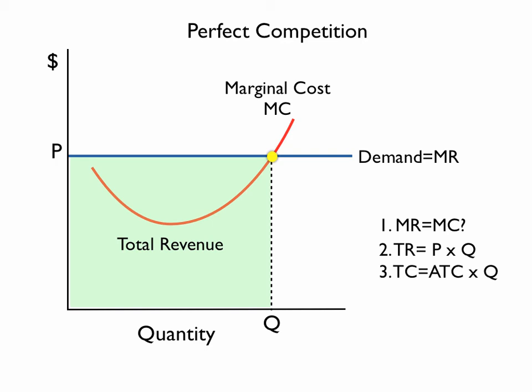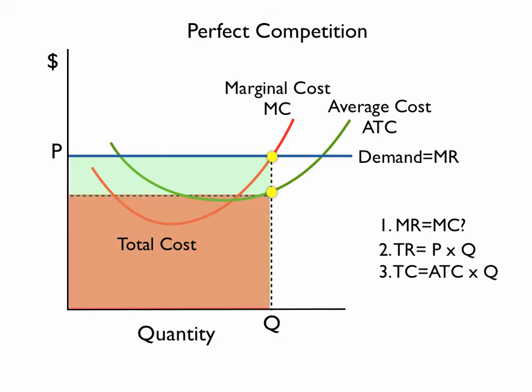Then we look at average total costs with the average total cost curve, where it intersects our line, that point there. We draw a line across. The area below is our total cost. The area above is profit.